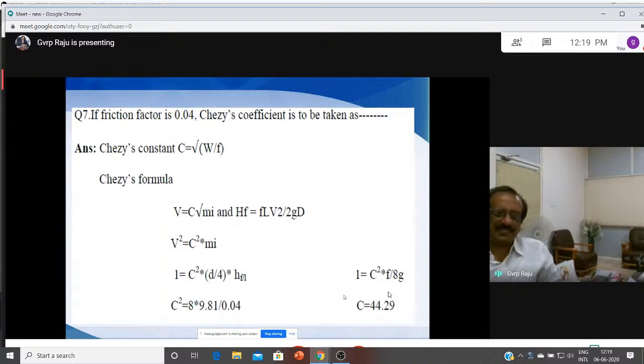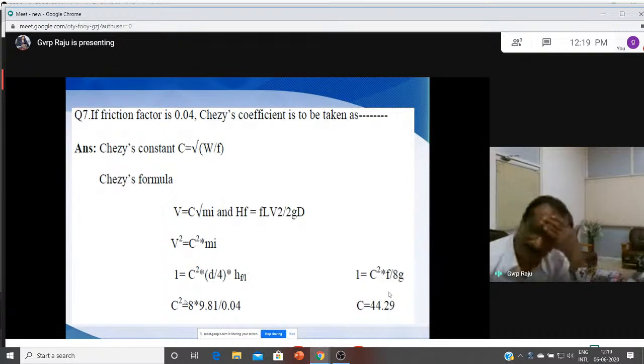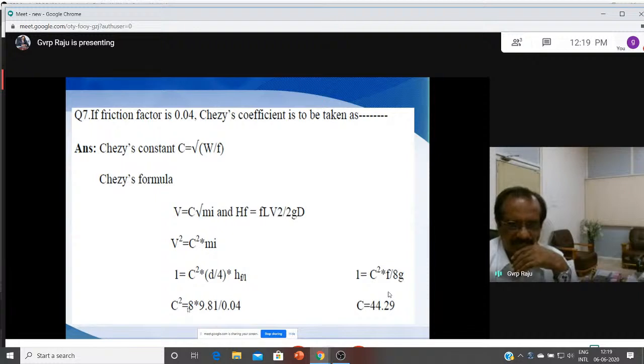So if friction factor is 0.04, this H is constant is taken as... So you can take straight away this equation. I have discussed this while you are doing some GATE problems in the discussion also. So I can scientifically take C is the square root of 8g by f. So 8 into g, 9.81, and f is given 0.04. You can scientifically find out C here. Instead of remembering all this, you can scientifically take it, and C is 45.